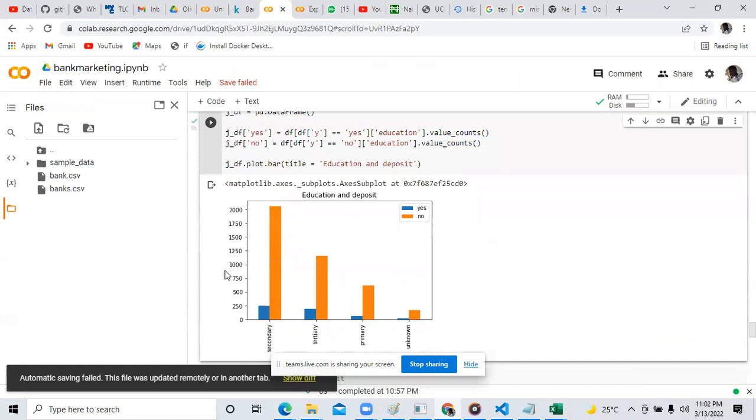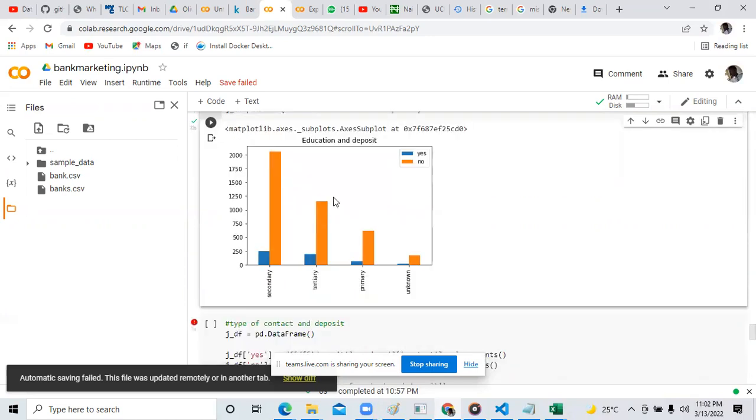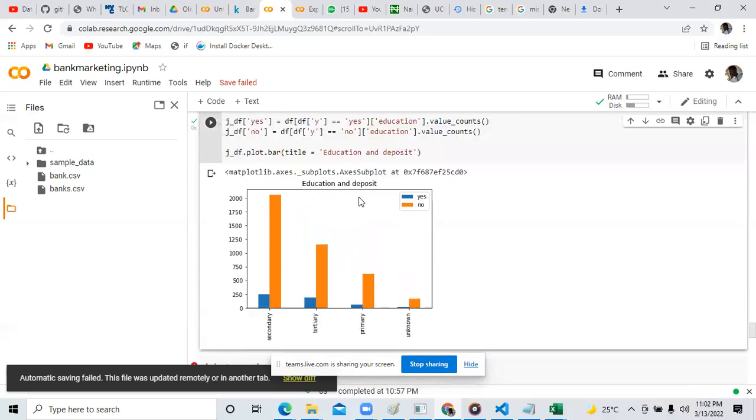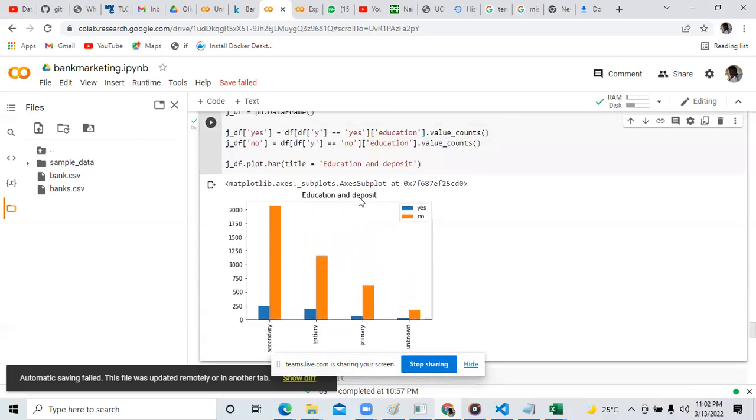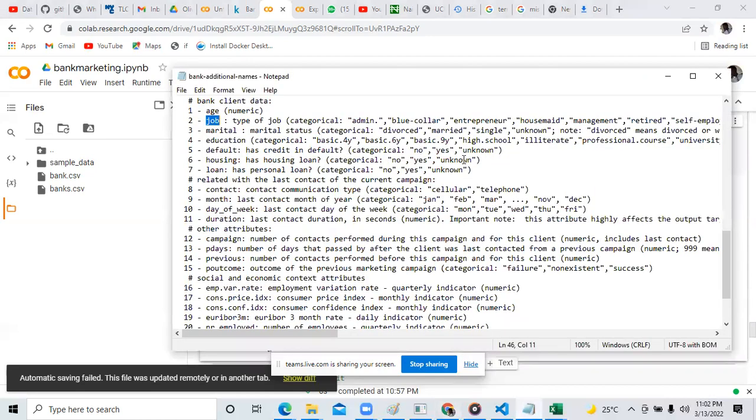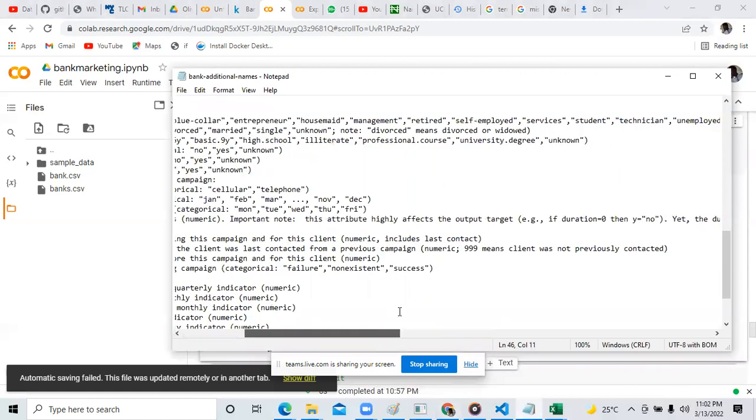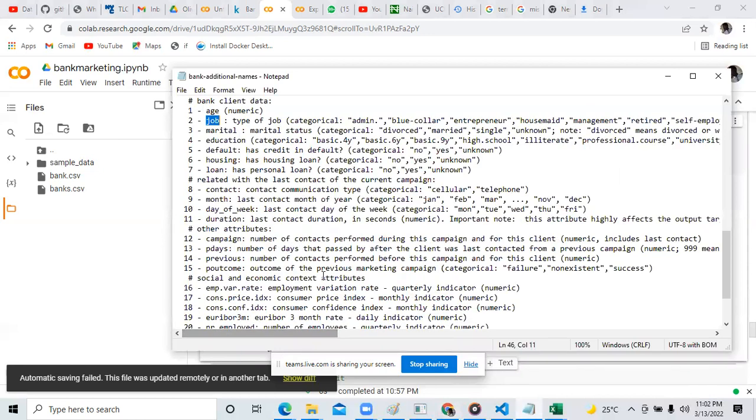Oh, this was the previous data set that we had. Okay, no, this is the new one. So what do you see from education? People with secondary school education. Wait, how many rows are in education? There are more now. There's high school, there's illiterate, there's professional course. What's happening? There's university degree. What is happening? There should be more than this.